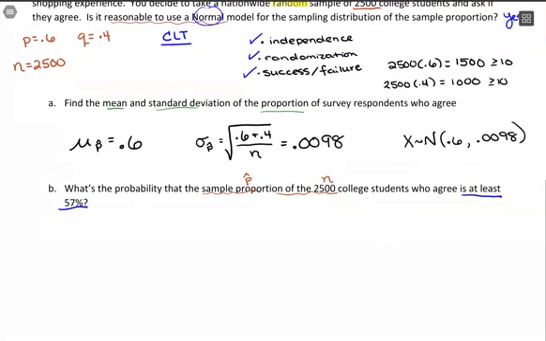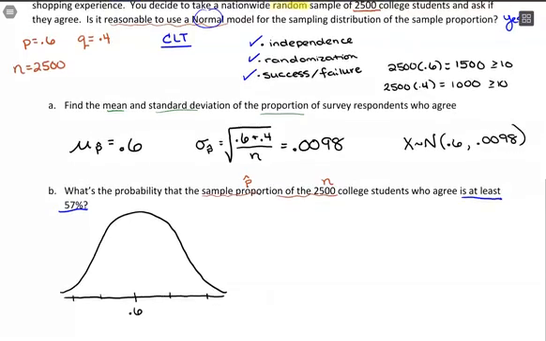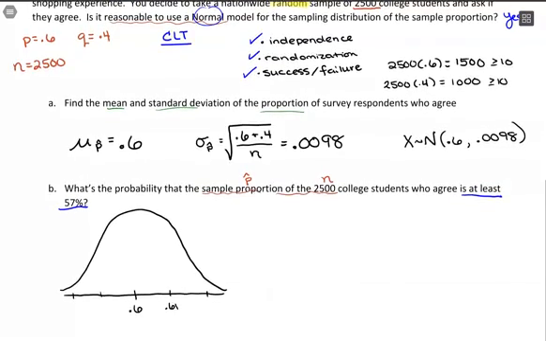So what this will look like is we'll have our bell-shaped curve. We expect 0.6 to come through. And just to give you an idea of a number line, I'm just going to round a little bit. I'm going to go with that rounding of 0.01 for the standard deviation. Like this would be a 0.61, this would be a 0.62, 0.59, 0.58.